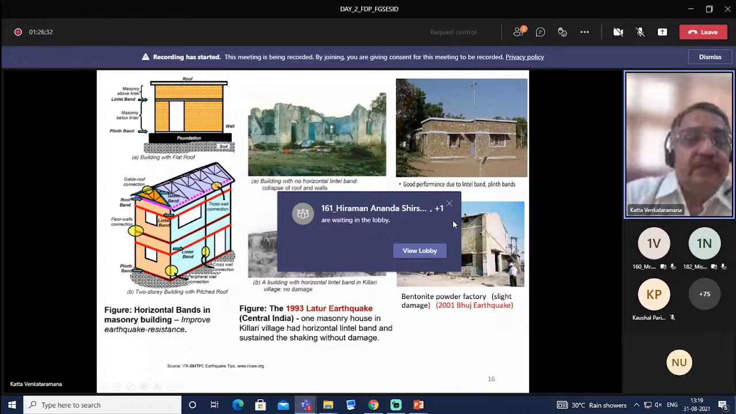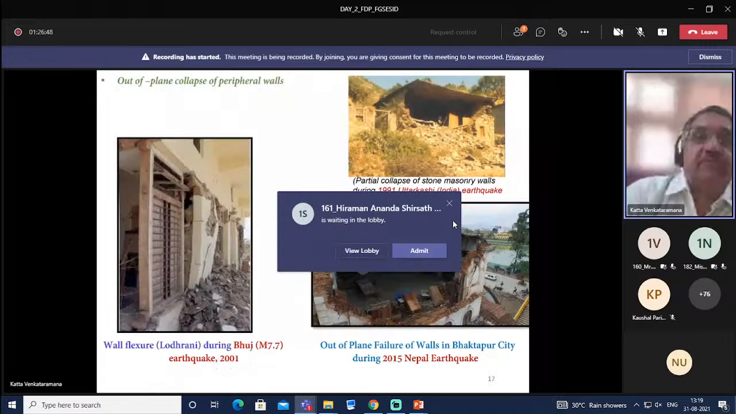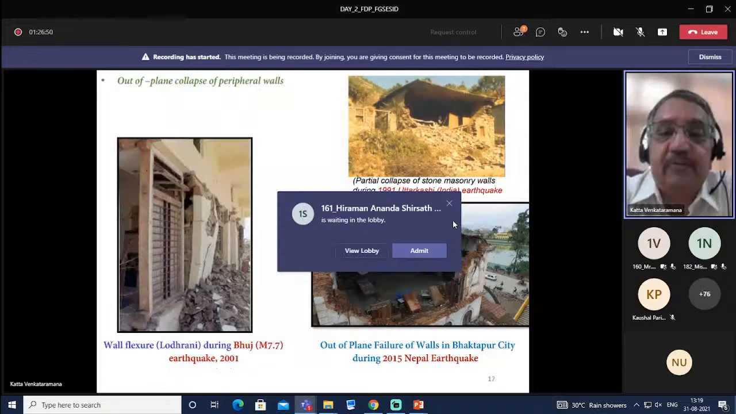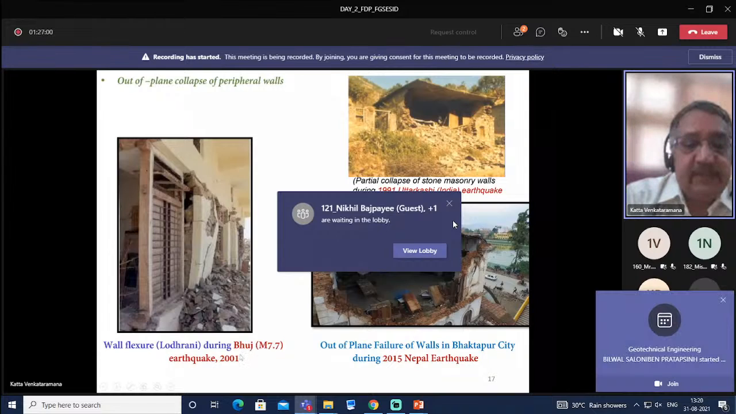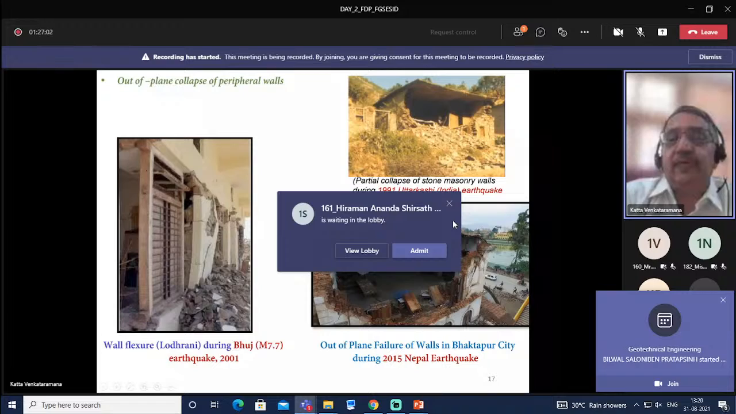This is a gable roof. In this case also, we provide these bands at plinth level and lintel level, and then provide proper connections in the walls. So we can improve the earthquake resistant features by providing these simple methods.